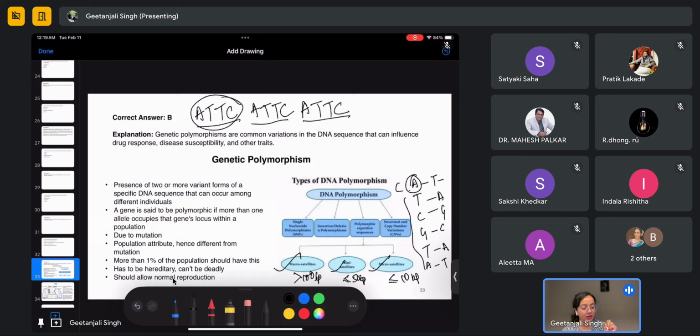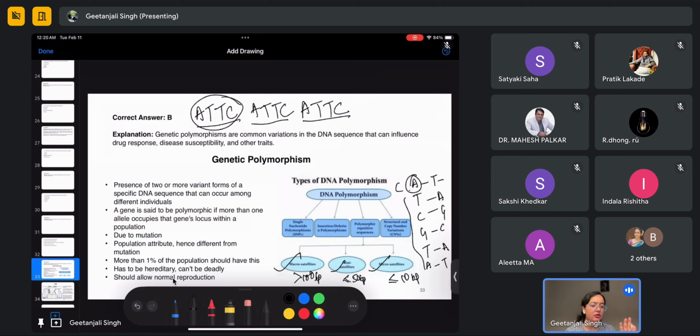And the last one is copy number variations. It's also called structural because the entire allele is either duplicated or repeated, or deleted. So it just changes the entire structure of the allele. So it's called copy number variation.